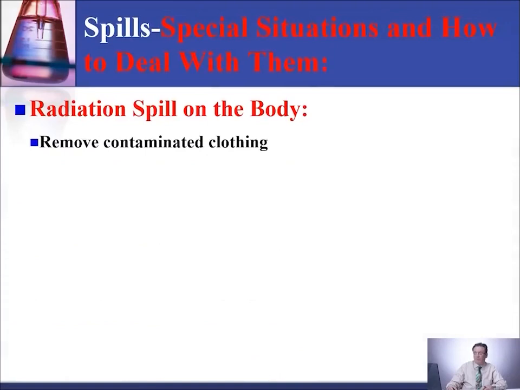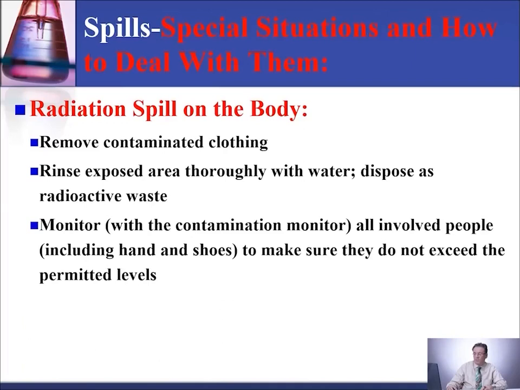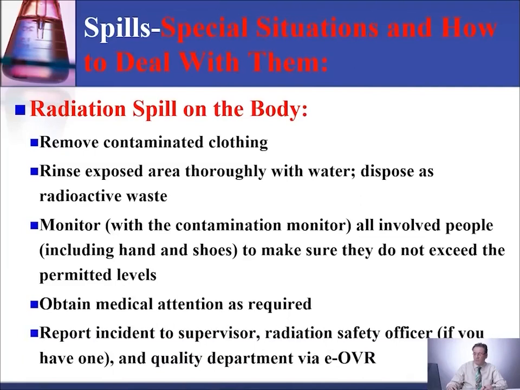If you get a radiation spill on the body, remove contaminated clothing, rinse the exposed area thoroughly with water, and dispose of it as radioactive waste. Monitor all involved people to make sure they do not exceed the permitted levels. Obtain medical attention as required and report the incident as usual to your supervisor, radiation safety officer, and quality department via EOVR.